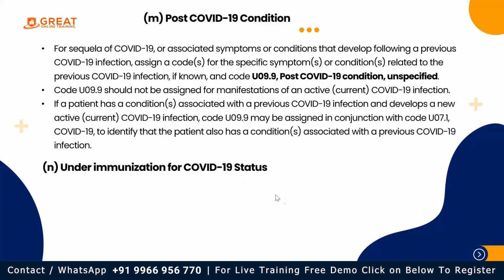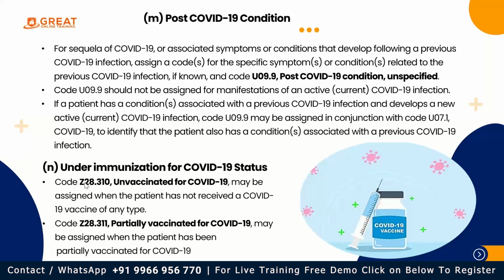Then under immunization of COVID-19 status, use code Z28.310 unvaccinated for COVID-19, which may be assigned when the patient has not received a COVID-19 vaccine of any type, and code Z28.311 partially vaccinated for COVID-19, which may be assigned when the patient has been partially vaccinated for COVID. So we have separate codes for unvaccinated people and for partially vaccinated.